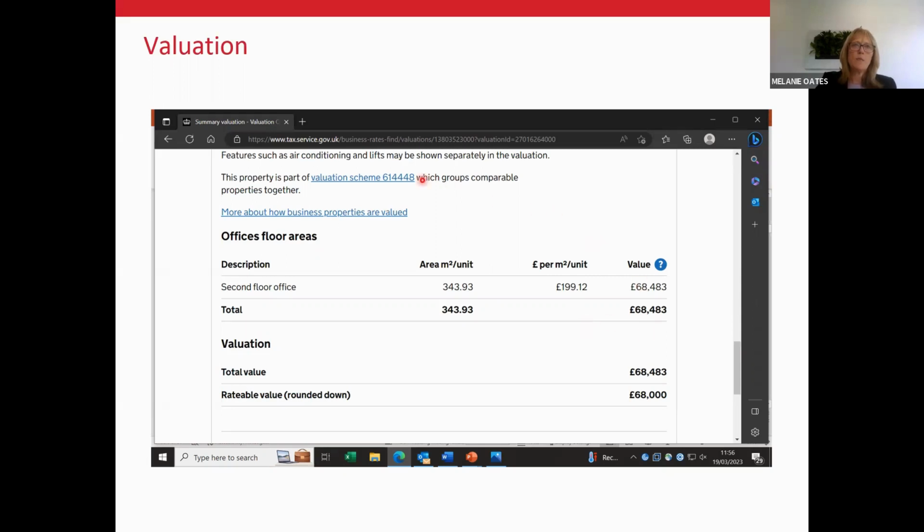Now you'll see here it mentions valuation scheme and a number, and what that will give you is an idea of what is included within the valuation scheme on the same basis that your property has been valued. So it gives you an idea of what the Valuation Office has looked at when they've created a rateable value, and it will give you details of other properties in the scheme.